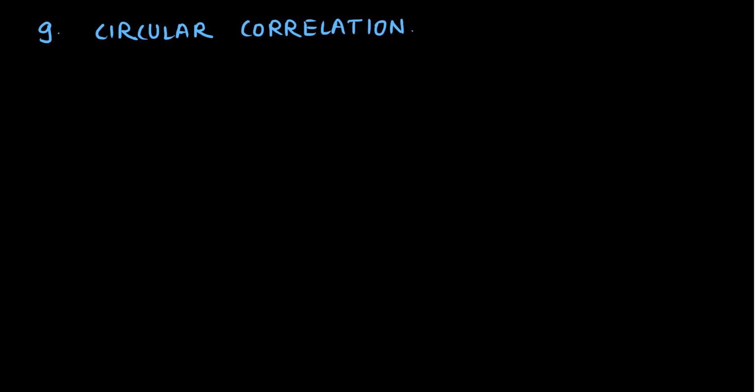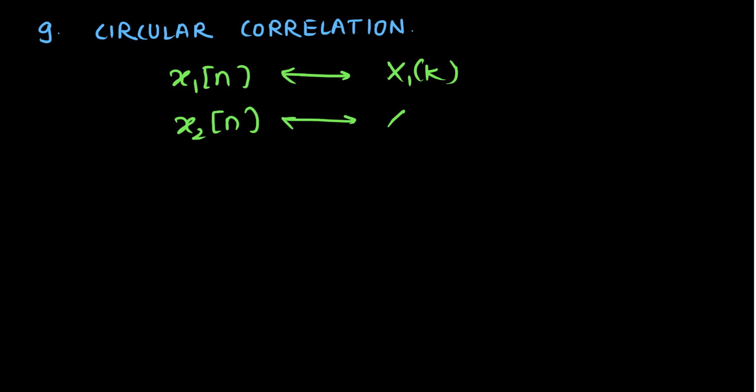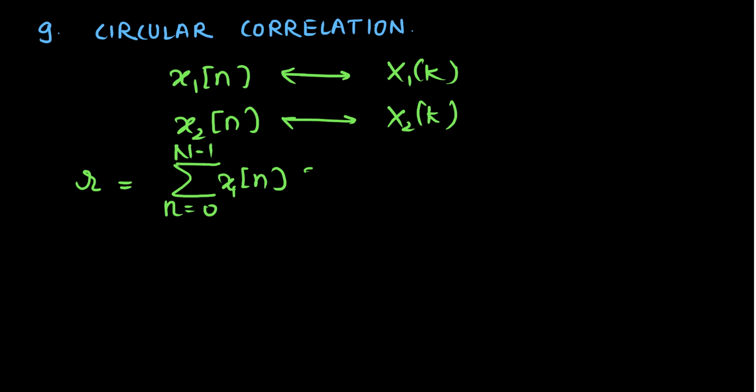Now the next property is known as the circular correlation. Here we have x1 of n having the DFT X1 of k, and x2 of n having DFT X2 of k, and this circular correlation, say R, is given as R of L equal to summation n running from 0 to N minus 1 x1 of n multiplied by x2 conjugate of (n minus L) modulo N.